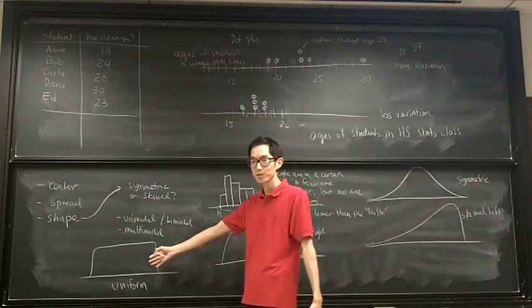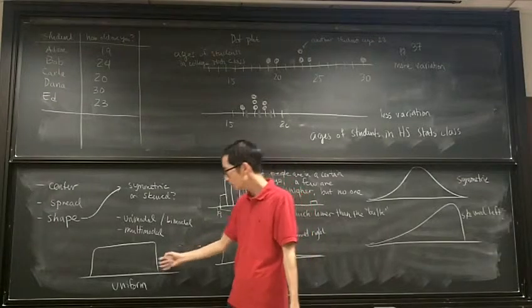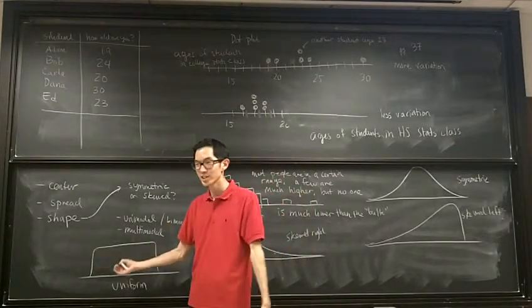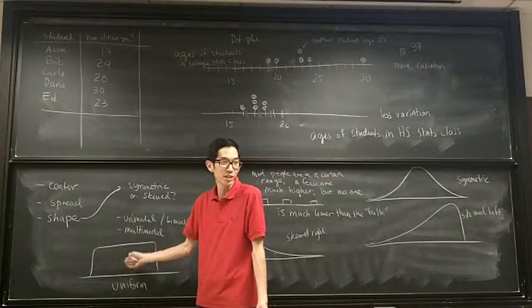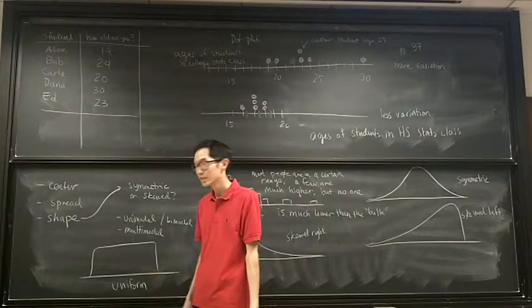Uniform, what is this? Everyone, at least in this range, shows up just about as equally as often as everyone else. Okay?